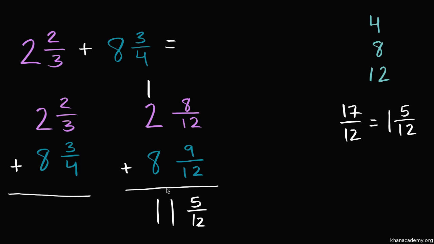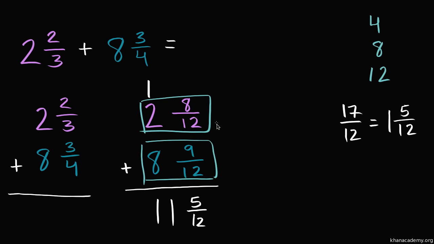11 and 5/12. Now there's other ways that we could have tackled this. What we could have done is gone from this place right over here, the 2 and 8/12 and the 8 and 9/12, and converted these into improper fractions, then added those improper fractions. So we could have said that this is the same thing. Let me rewrite it as, let's see, 2 is the same thing as 24/12 plus 8 is going to be 32/12. So I could rewrite this top mixed number as 32 over 12, clearly an improper fraction.